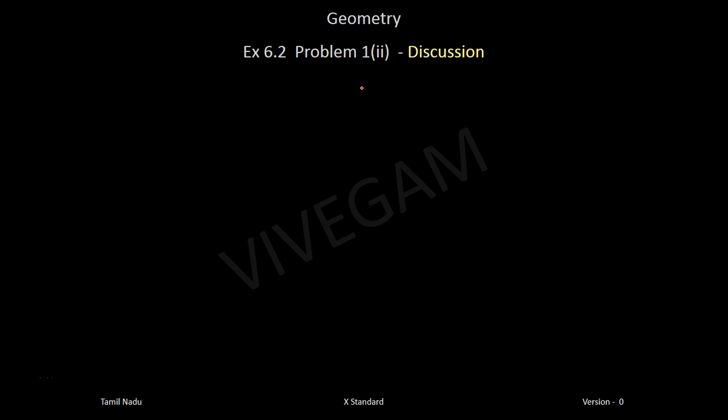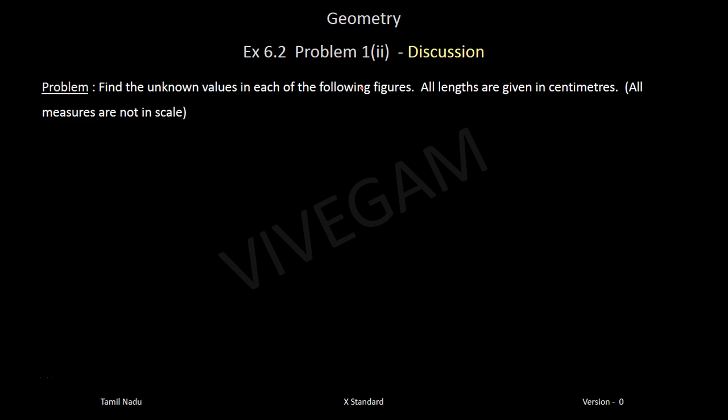Exercise 6.2, Problem 1, Division 2, Discussion. Find the unknown values in each of the following figures. All lengths are given in centimeters, all measures are not in scale.